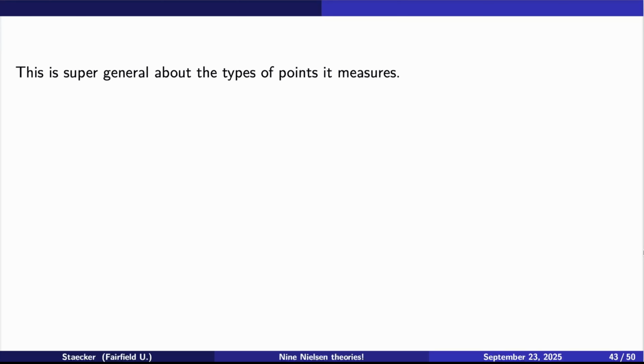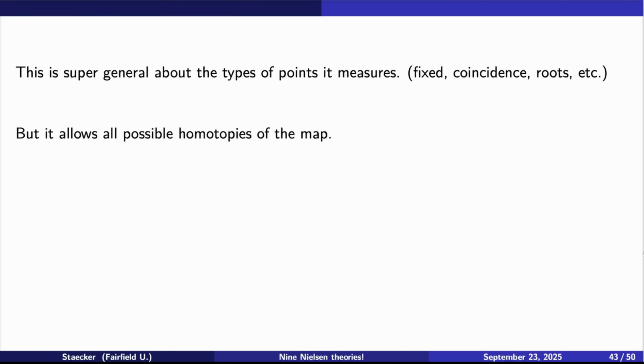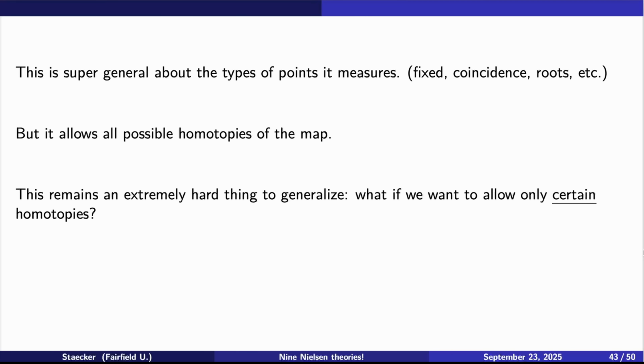Super general, and for that reason, it's actually very hard to calculate anything in this theory because it's so general, but it includes all of these other ones. Super general about the types of points that it measures. But one weakness of that theory is that it allows all possible homotopies of the map. And this remains an extremely hard thing to work with in Nielsen theory. What if we only want to allow certain types of homotopies? Not every possible homotopy, but only certain ones.